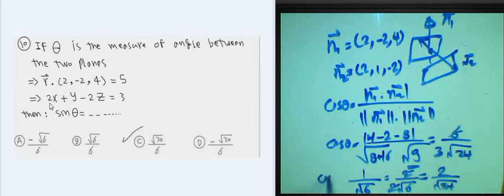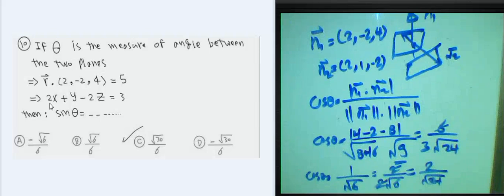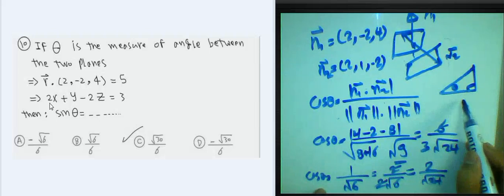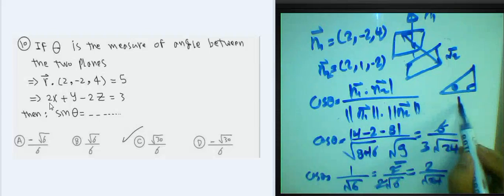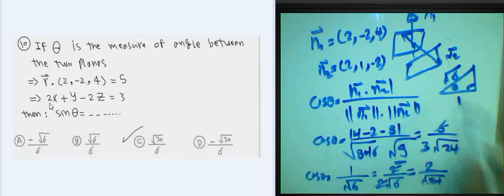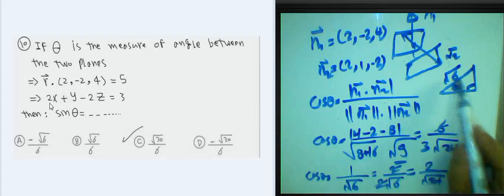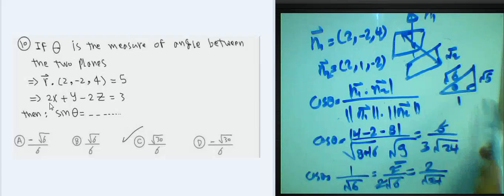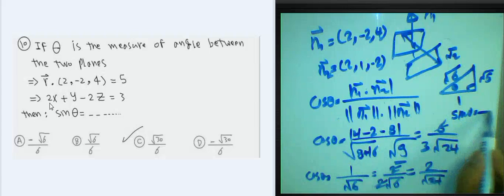Then we can cancel 2 by 2, and the result will be 1 over root 6. It will be cosine theta, but in this example we want to find sine theta, so you must draw a right angle triangle here, and we know cosine theta equal adjacent over hypotenuse, adjacent equal 1 and hypotenuse equal root 6. You can find the opposite here by root 6 power 2 subtract 1 power 2. Root 6 power 2 equals 6 minus 1 equal 5. Then the result will be root 5. Then you can write sine theta equal opposite over hypotenuse, equal root 5 over root 6.